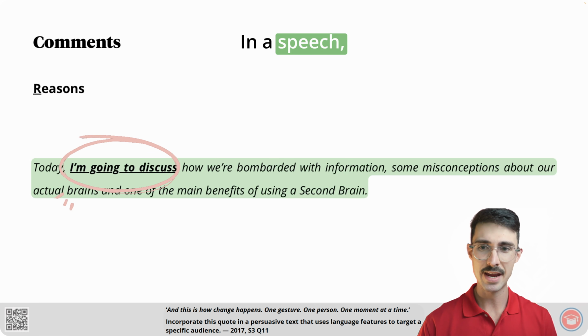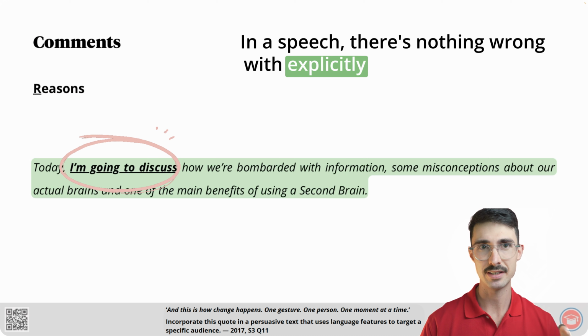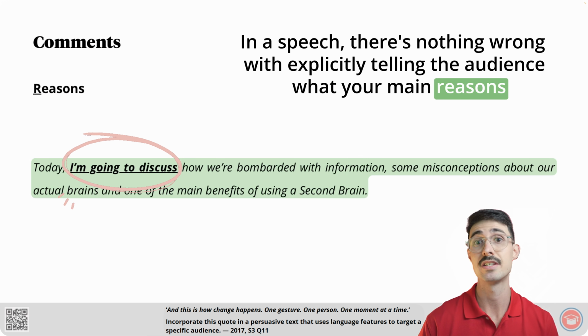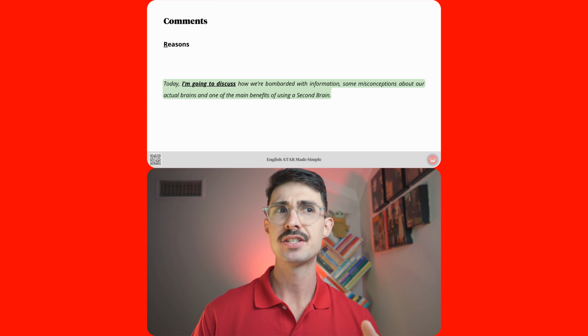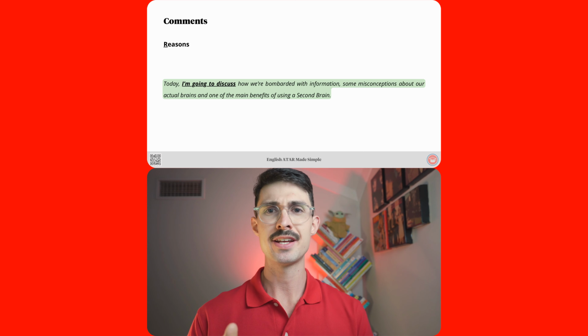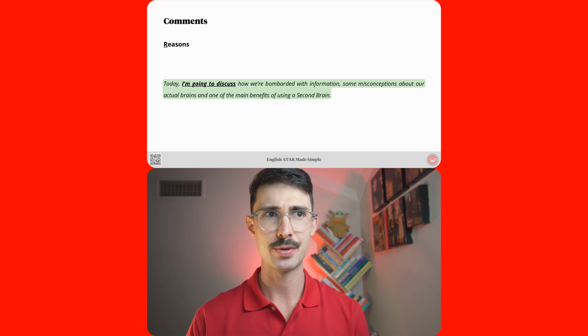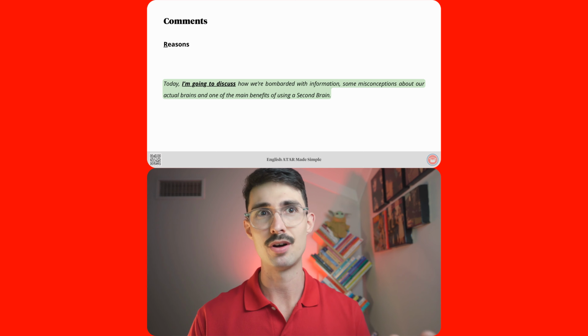My law professors wanted me to be as clear as possible in telling them what the paper was going to discuss. For some reason, that's not a thing English teachers want us to do in high school. However, in a speech, there's nothing wrong with explicitly telling the audience what your main reasons are. This is because in the case of real-life speeches, the audience typically doesn't have access to a transcript in real time of the speech. Therefore, being crystal clear with your words is very important.